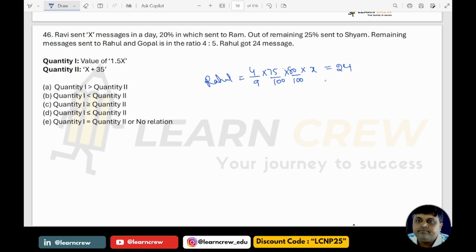So thereby, how much you are going to get now? It is 25 threes, 25 fours, 24s, 25s. Now 4 cancel. 3 threes are 9. Now 4 6 are 24. 6 5s are 30. 3 3s are 90. So X is 90. X is 90. 1.5 X is how much? 135. X plus 35 is 125. So quantity 1 is more than quantity 2. Next, second question.